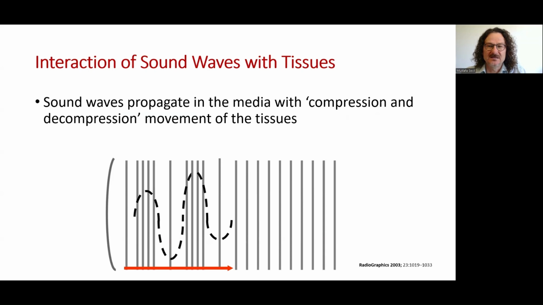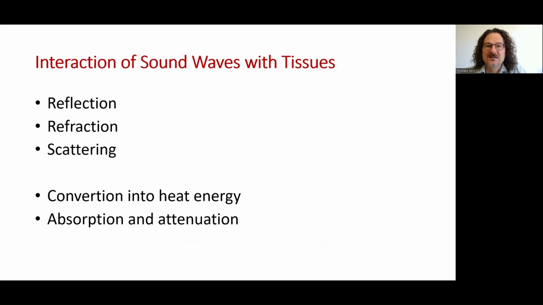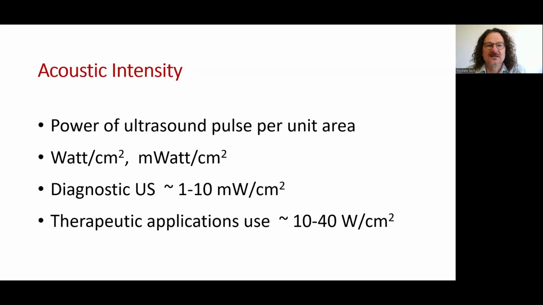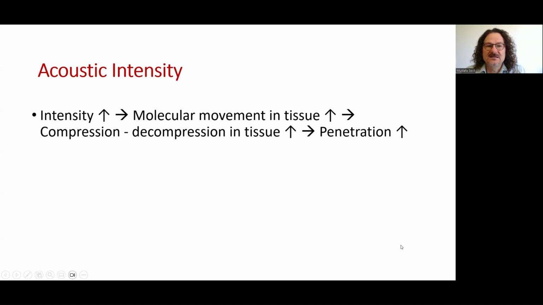The sound waves propagate in the media with compression and decompression movement inside of the tissue. The interaction of sound waves with tissues includes reflection, diffraction, scattering, but mostly conversion into heat, absorption and attenuation, and total loss. The term acoustic intensity defines the power of the ultrasound pulse per unit area, and the unit is watts per square centimeter. As the intensity increases, the molecular movement in the tissue increases, compression and decompression in the tissue increases, and the penetration increases.